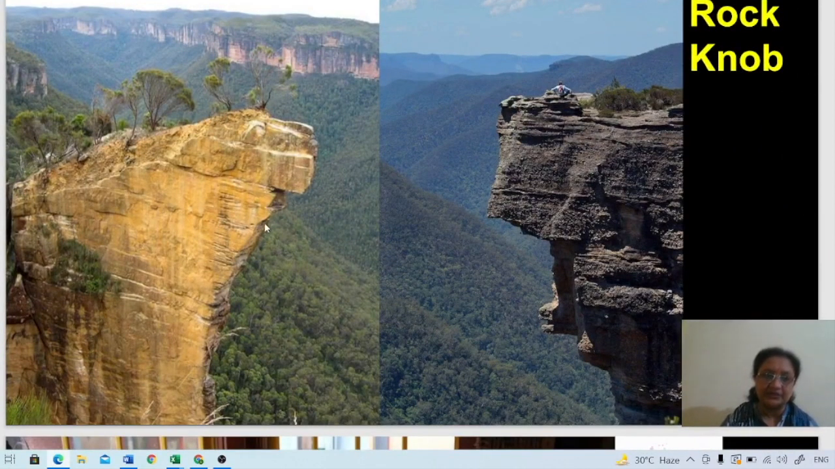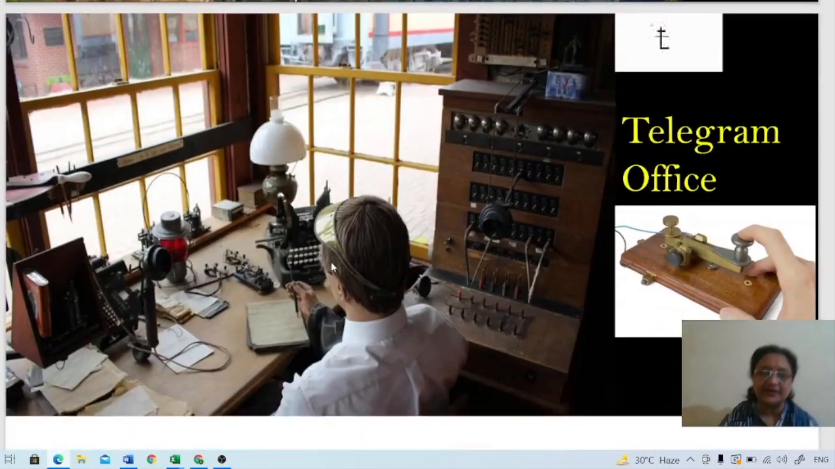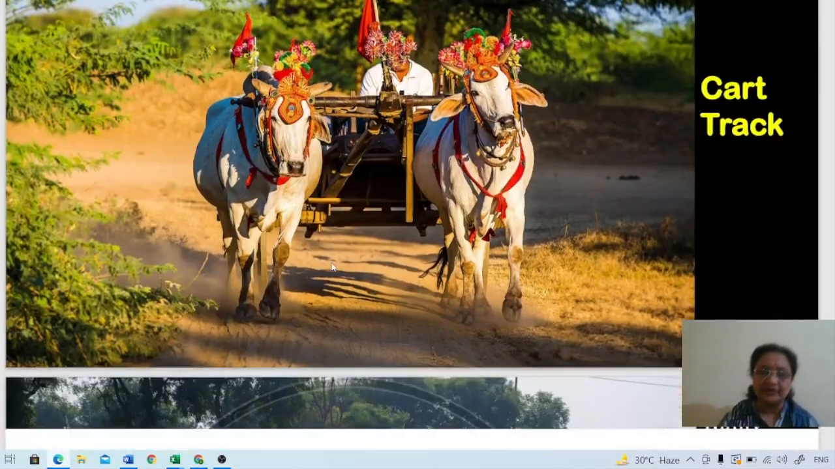Now I think it is clear to you all. Okay, so this is called rocky knob. In the southern region you will find a number of such examples, right?